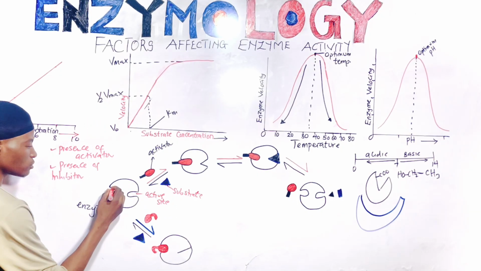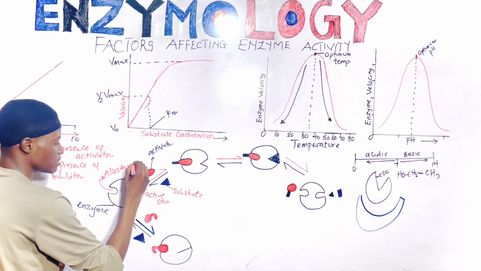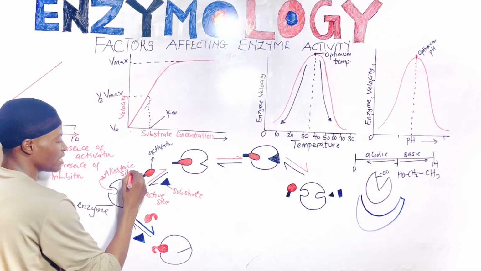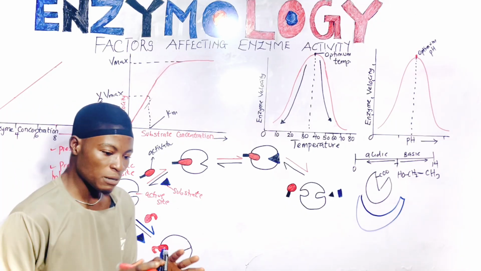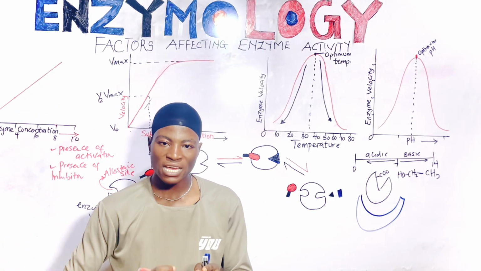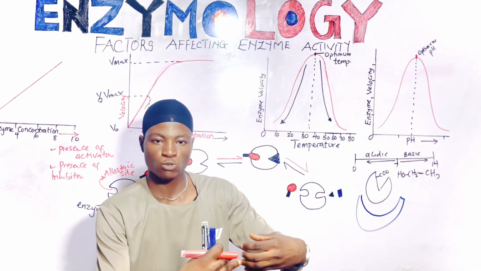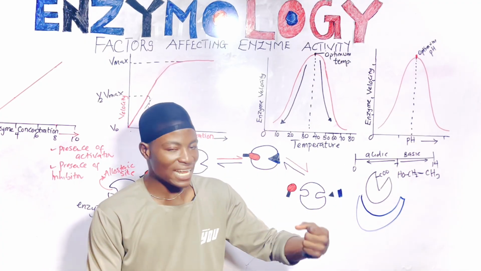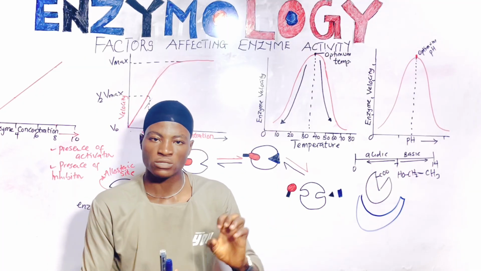I'm going to call this guy the allosteric site. Don't worry, we are still coming to allosteric enzymes as well. Now, what are activators? Activators are basically positive molecules, because they enhance the rate at which an enzyme can bind to the substrate. That is, they allow a substrate to bind to the active site effectively. That is basically an activator.